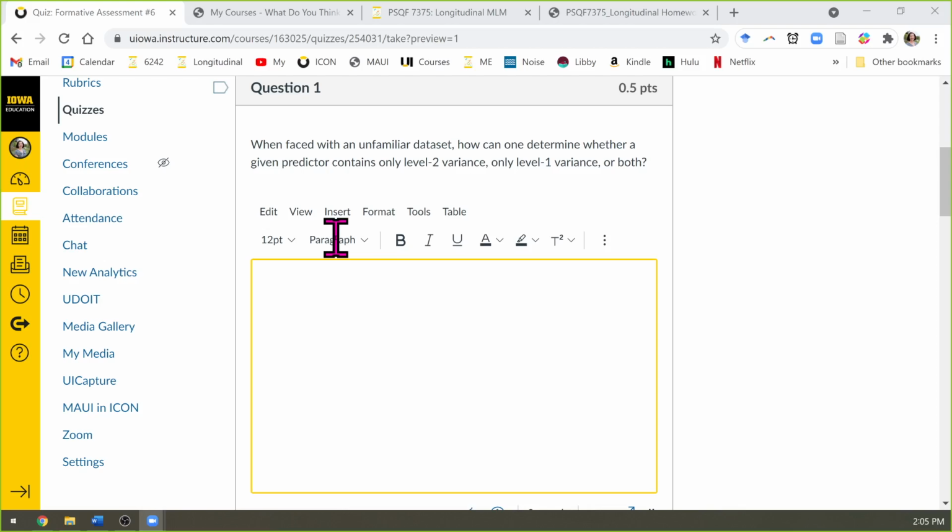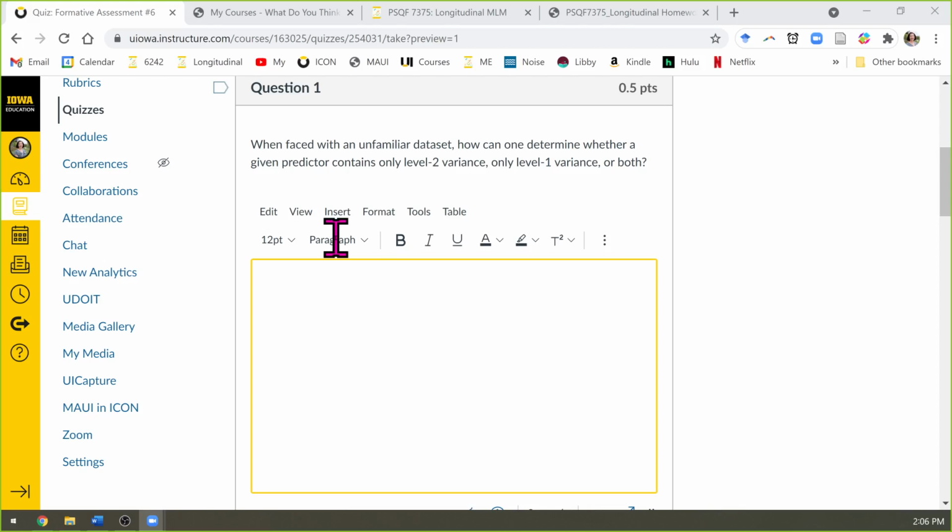We got one vote for ICC. Yeah, that sounds pretty good to me. It doesn't matter if it's a predictor or an outcome. You can put it into an empty model and try to estimate its random intercept variance and its residual variance. And if it is a level 2 predictor, yes, a lot of you overthought this question. That is a common thing that happened with this, which is why we're talking about it.